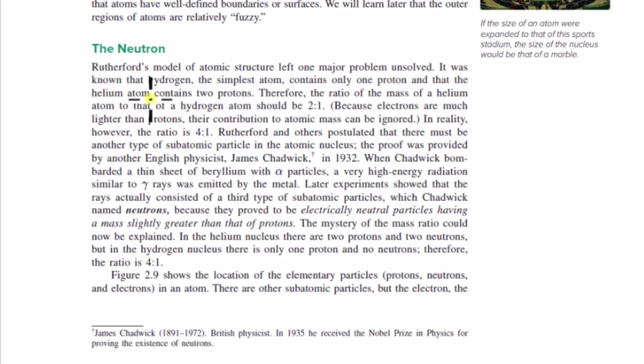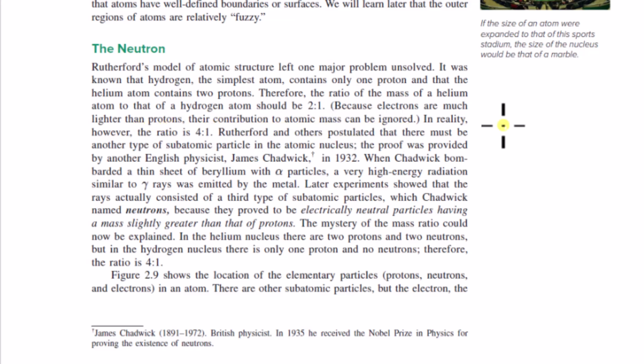It was known that hydrogen, the simplest atom, contains only 1 proton, and that the helium atom contains 2 protons. Therefore, the ratio of the mass of a helium atom to that of a hydrogen atom should be 2 to 1. Because electrons are much lighter than protons, their contribution to atomic mass can be ignored.